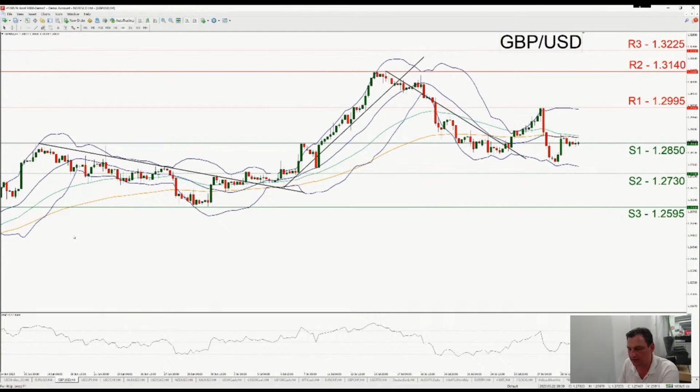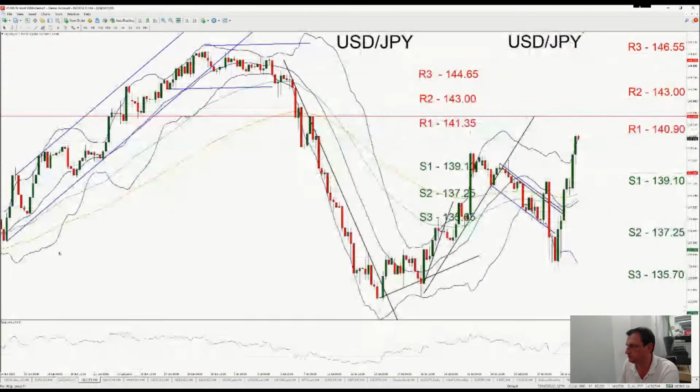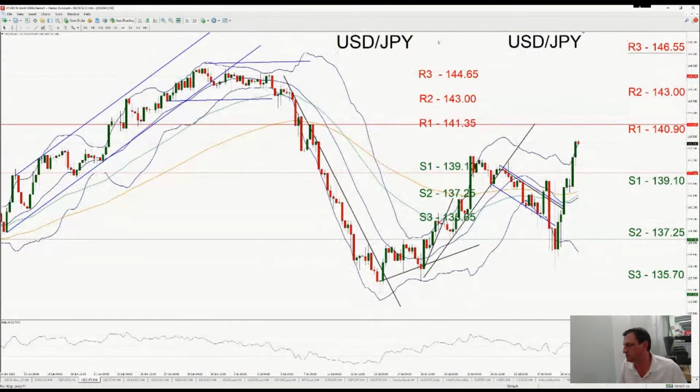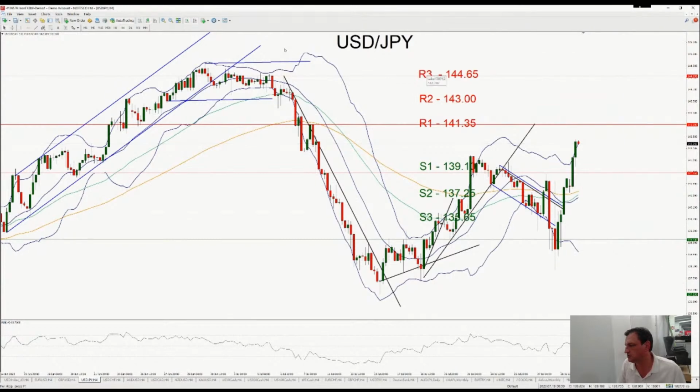Let's have a look at USDJPY. Okay, let's clear the chart once again from all the doubles. Let's reposition the labels.